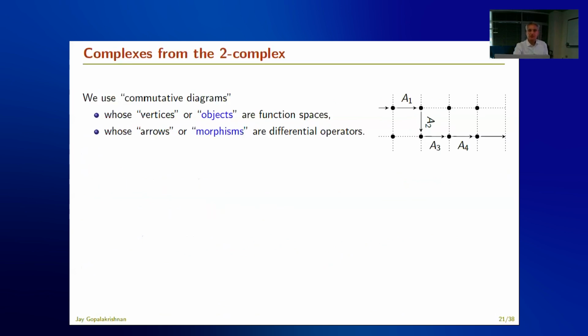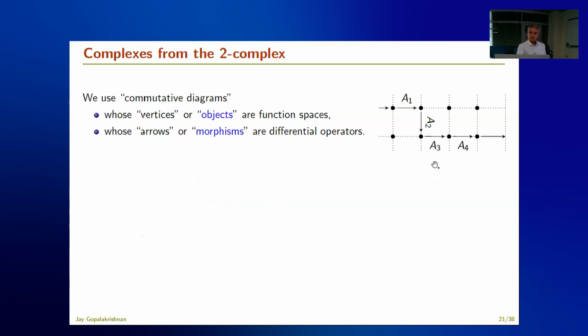Okay, so there are going to be a lot of commutative diagrams in the remainder of the talk, and these commutative diagrams have vertices or arrows, or if you prefer to call them objects, the vertices are objects, and the arrows are morphisms.